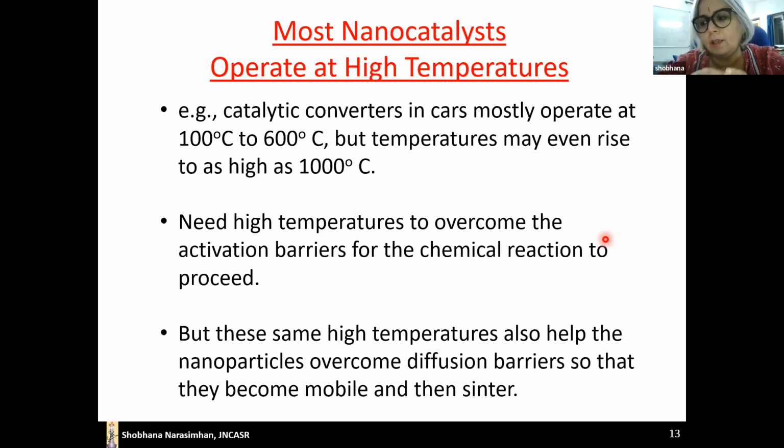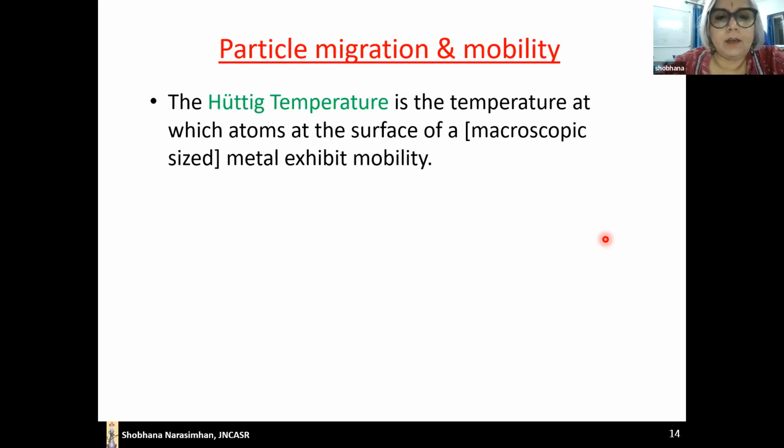then sinter. So, of course, one of the reasons we place the nanoparticles on an oxide support, there are various reasons we do it, but one of them is it anchors them and prevents sintering, but it doesn't prevent it completely. It just makes it slightly less likely. And you still have this problem of sintering.